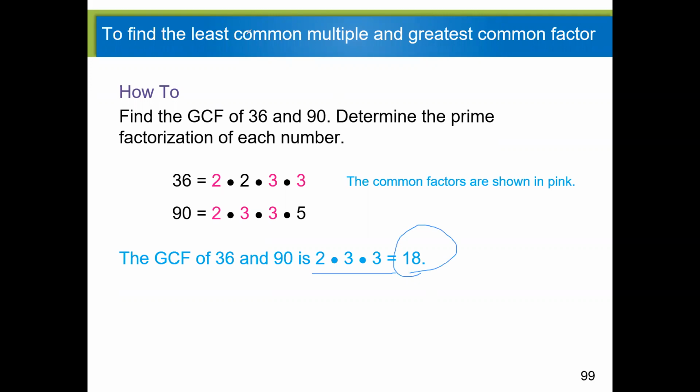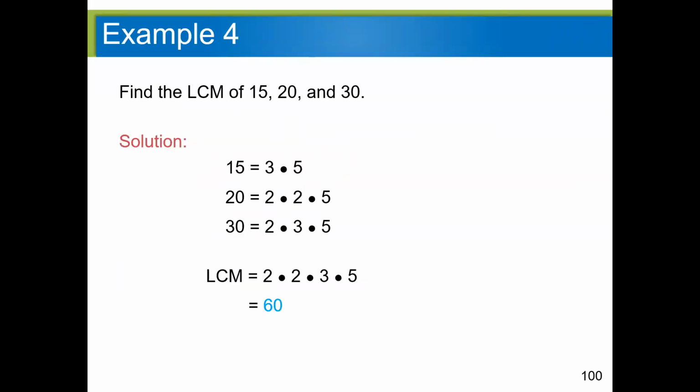And these are all very useful tools to have, but you need to know how to get there before you use them. So again, least common multiple is the smallest number that everything goes into. And greatest common factor is the greatest number that is part of everything.